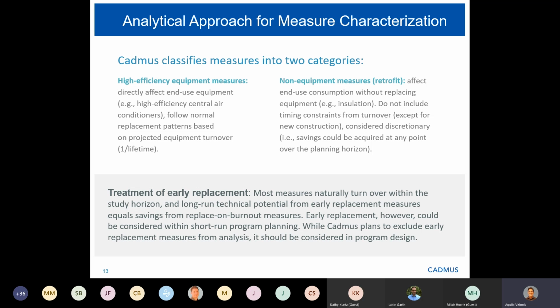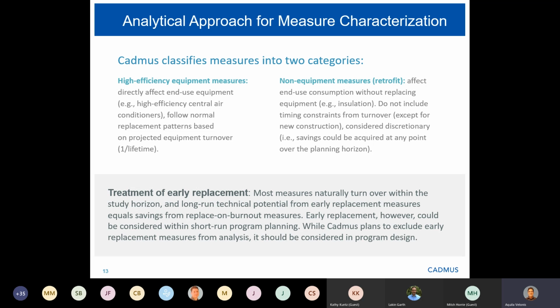Ultimately, we classify measures into two categories, equipment measures and non-equipment measures or retrofit measures. And so equipment measures directly affect the end use equipment, such as a high efficiency central air conditioner. And equipment measures normally follow a replacement pattern based on projected equipment turnover. In this study, we use 1 over the lifetime of that equipment.